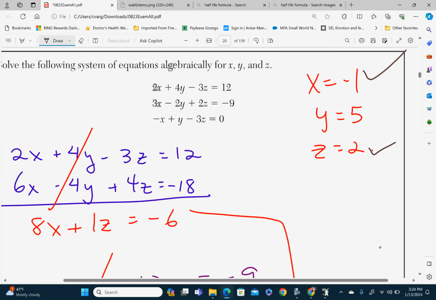So my x is -1, so negative parentheses -1 plus y minus 3 is equal to 2. I'm sorry, not my 3. My z is equal to 2, equals 0. Negative negative is a positive 1 plus y, 3 times 2 is 6. Okay. 1 minus 6 is -5. So I have y minus 5 is equal to 0. Add 5 to both sides. I get y equals 5, is my last one.